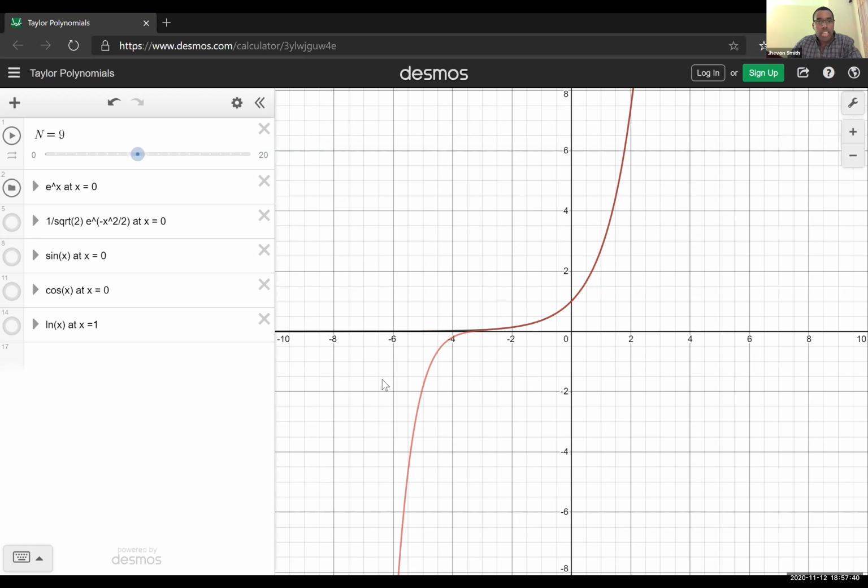However, as you can see, if I were to stop this at, say, n equals 9, it fits the curve very closely here, but outside of this window, it doesn't fit very well. To actually fit the exponential with a polynomial, because of its behavior, I do need an infinite number of terms.